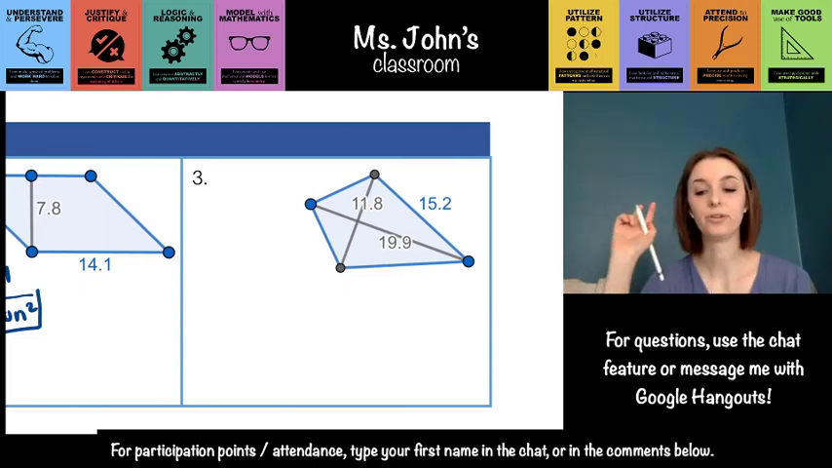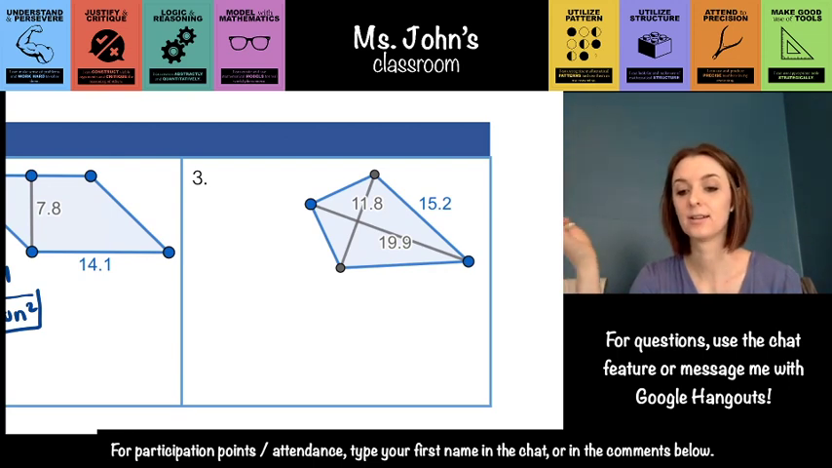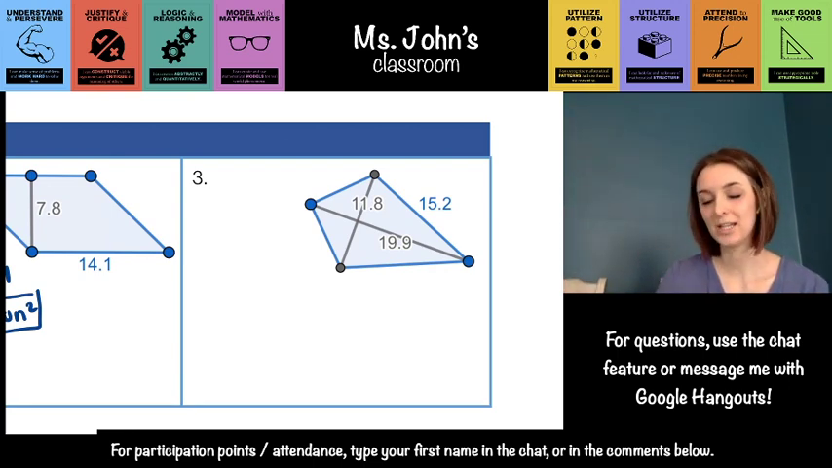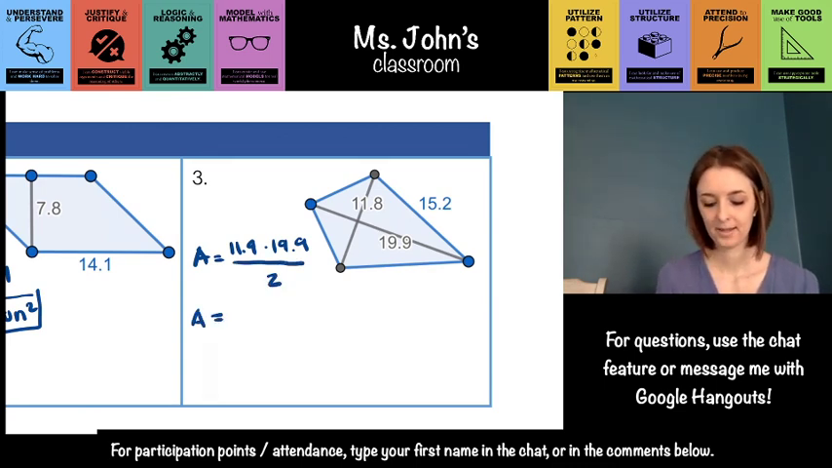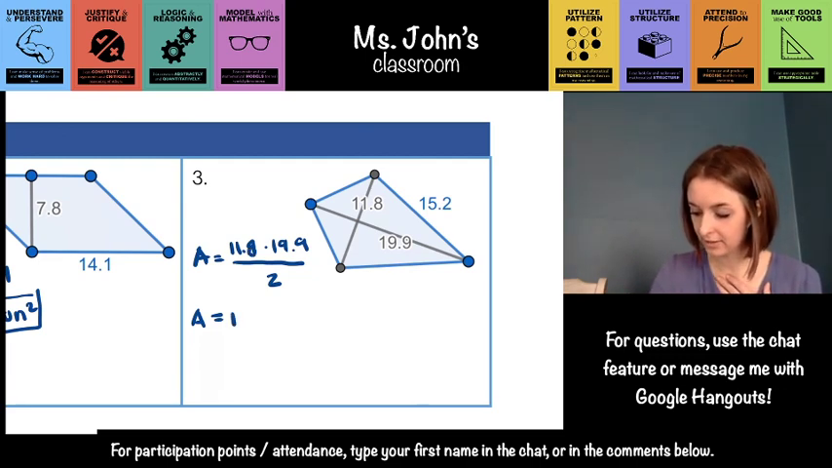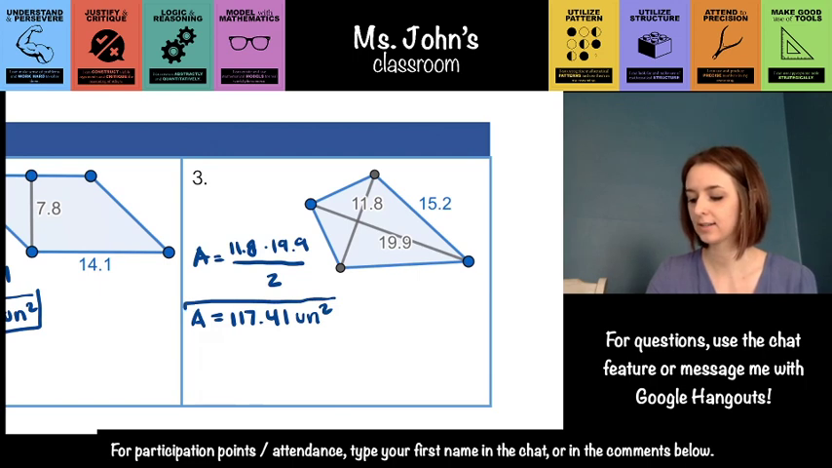And if you need the area formula for a kite, flip back to it really quickly. But it's just P times Q divided by 2. So we're just doing 11.9 times 19.9, but divided by 2. Gives me, oh, it's 11.8. Sorry. That gave me 117.41 units squared is the area of that kite.